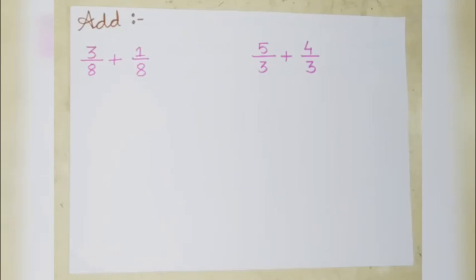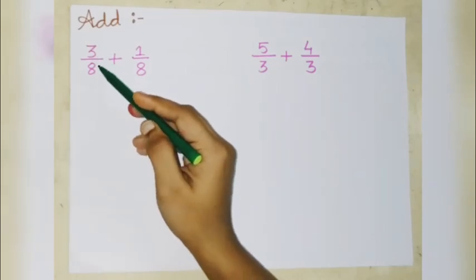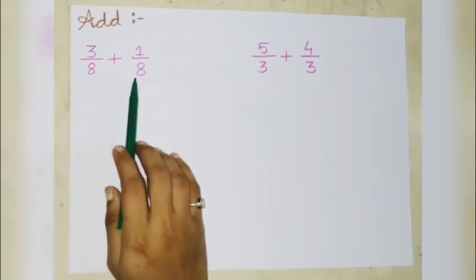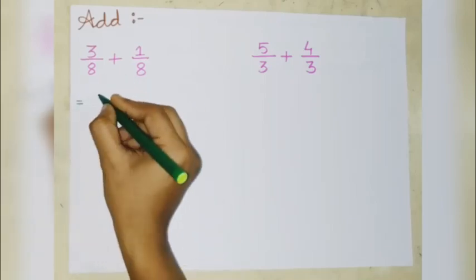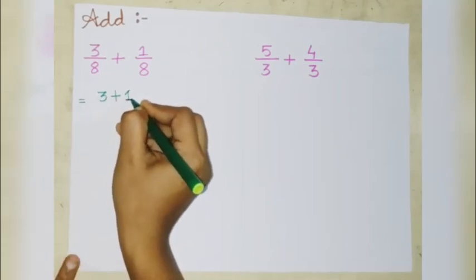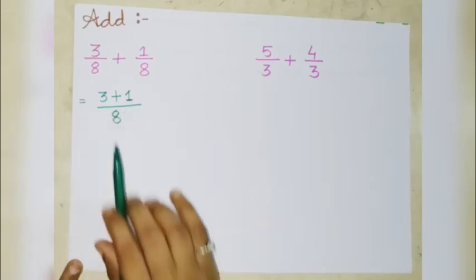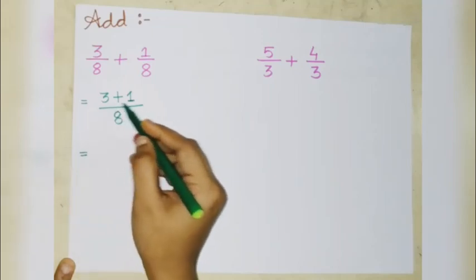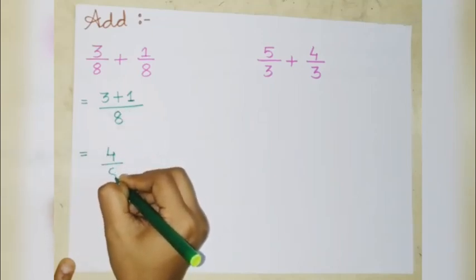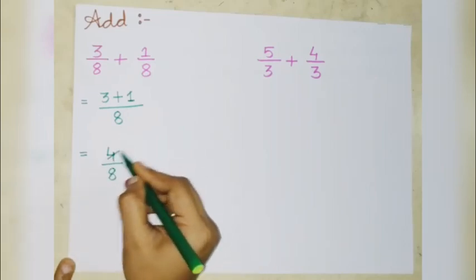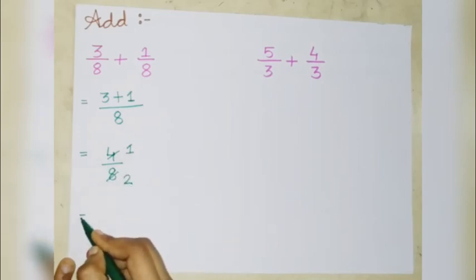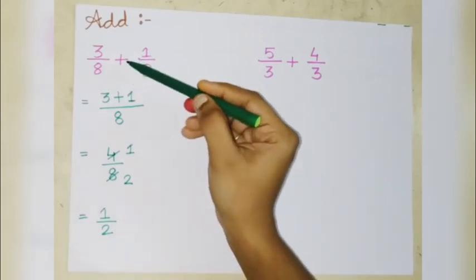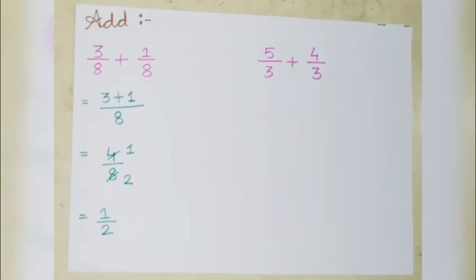Children, here your question is, add 3 upon 8 plus 1 upon 8. This is the like fraction because we are having the denominator common, that is 8. So we will do 3 plus 1. In denominator, we will write 8. We will write 8 only one time because 8 is common here. Now, 3 plus 1, 4. 4 upon 8. But children, 4 ones are 4 and 4 twos are 8. So the answer is 1 upon 2. The addition of 3 upon 8 plus 1 upon 8 is 1 upon 2. 1 upon 2 means half.